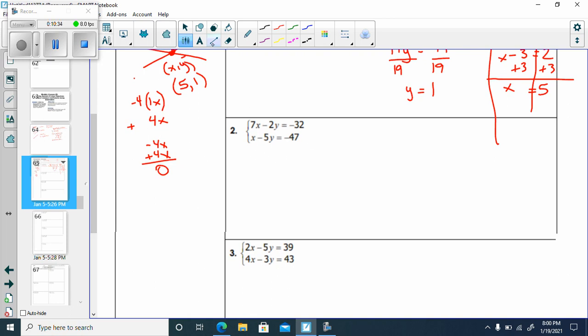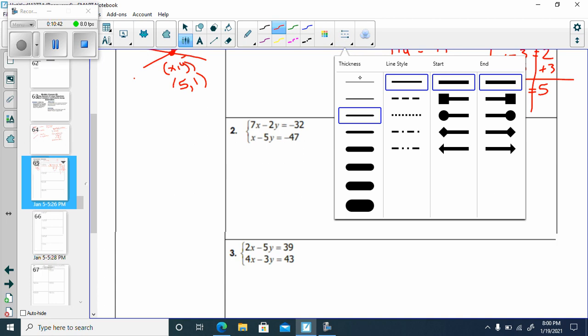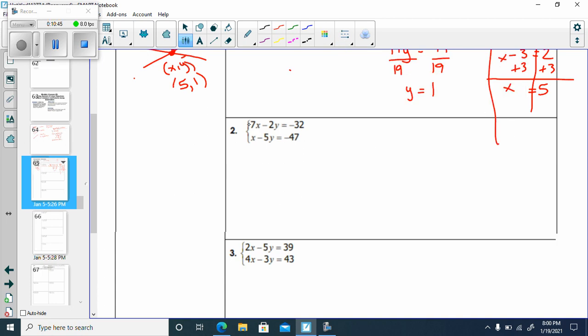Let's try this one, okay? Does anything say x is equal to or y is equal to? It doesn't, does it? So I can't use substitution. My x's are lined up, my y's are lined up, my equal signs are lined up, my numbers are lined up. I need to use elimination. That means I'm adding the two equations. But I need to get rid of one of the variables.